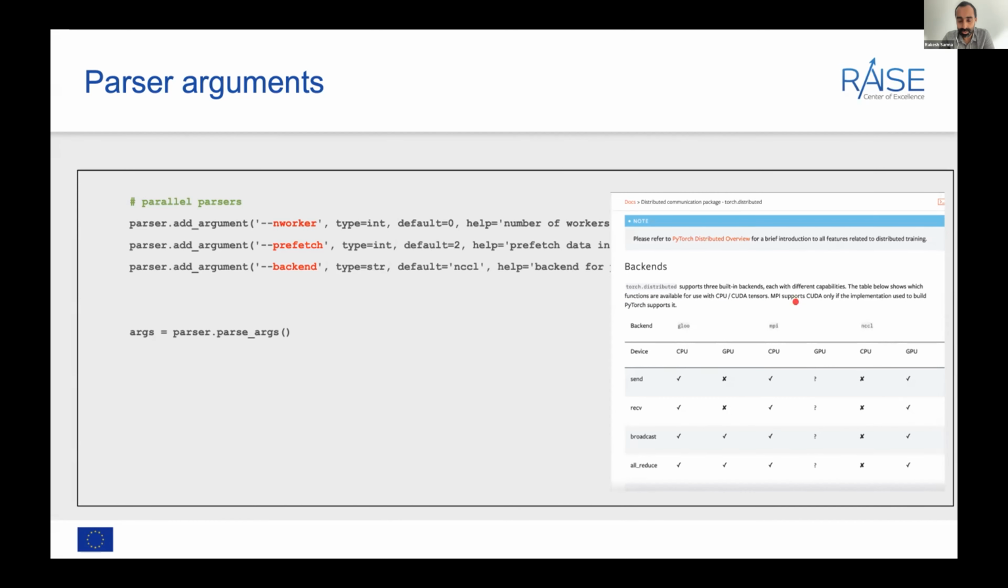So if you are interested in knowing what kind of difference it makes, there is this table which is available on the Torch website, which shows which kind of operations are possible and corresponding to what backend. So basically in Torch there is Gloo, MPI, and NCCL, and if you use NCCL and a GPU based processor, then most of the operations are possible.